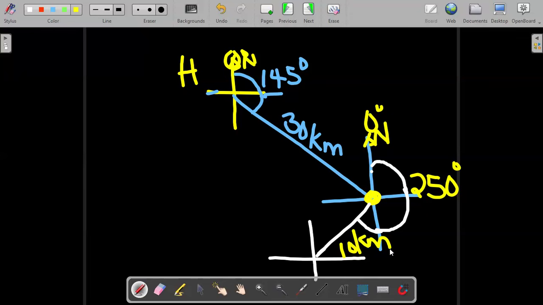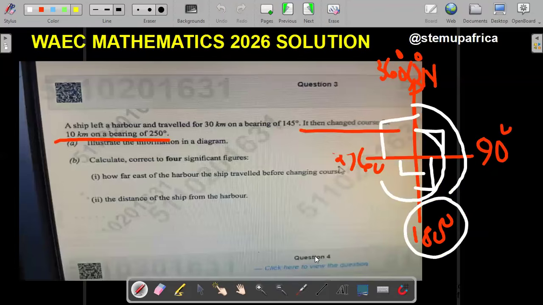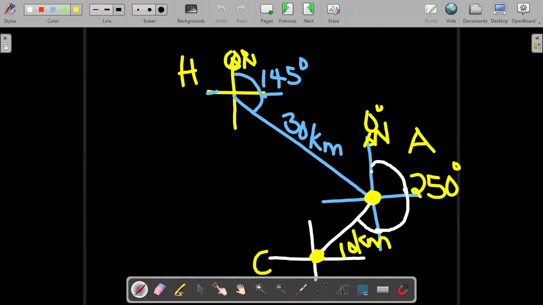Okay, so where is the ship now? The ship is not here. The ship is at this point. So let me call here point A. Let me call here point C. The ship now is at point C. Okay? Now look at the question. Let's go back. It said illustrate with a diagram. So to complete the diagram, I will join from H to C.